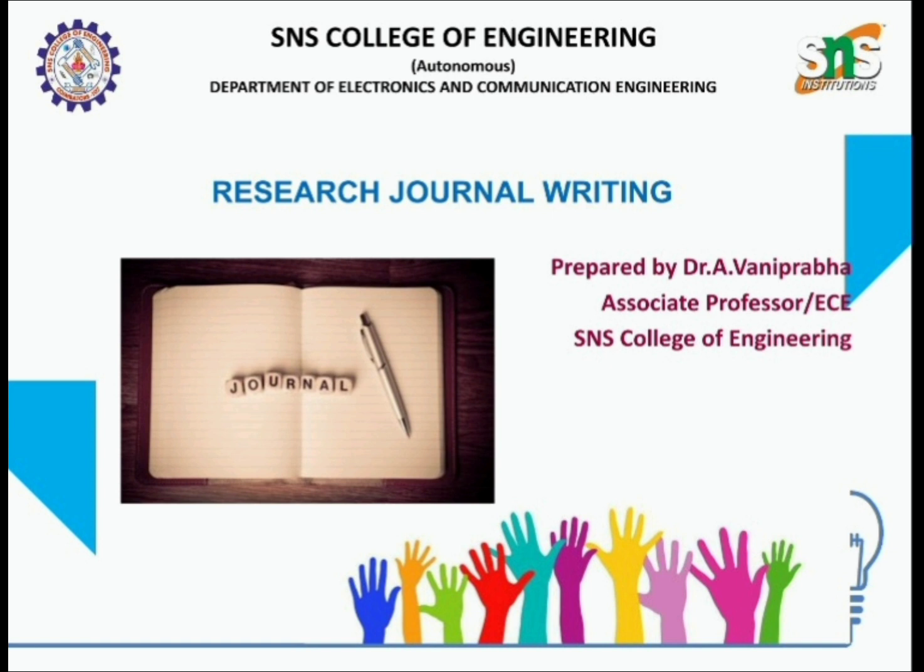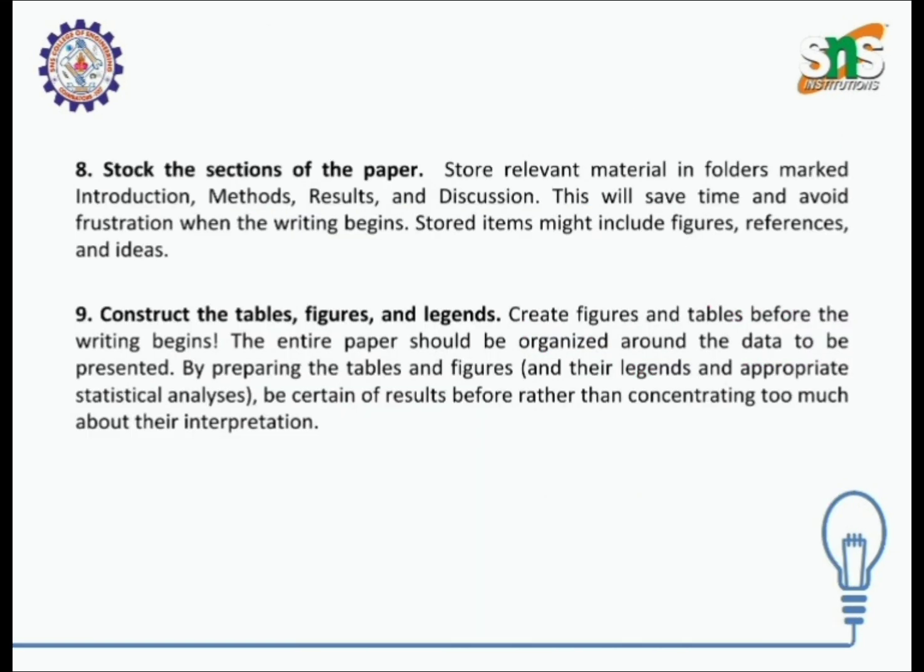Today, I'm going to share some important information about writing a research journal. Certain steps are involved in writing a journal. The next step is to stock the sections of your paper. As you think about your paper, store relevant material in folders marked introduction, methods, results, and discussion. This will save time and avoid frustration when the writing begins. Stored items might include figures, references, and ideas.